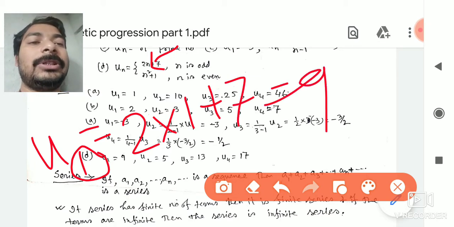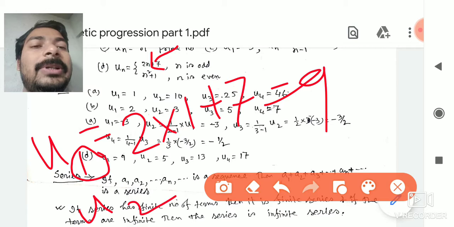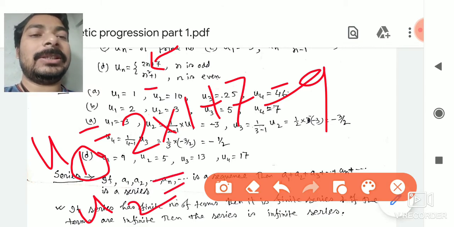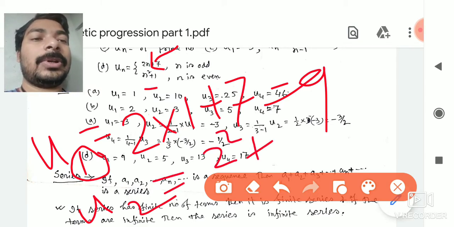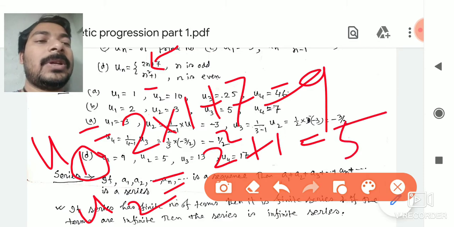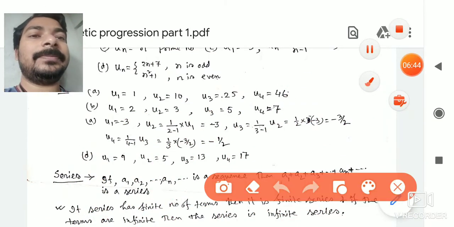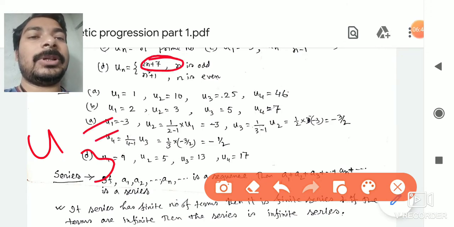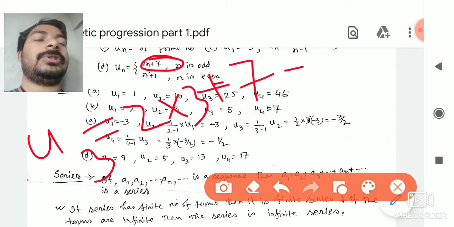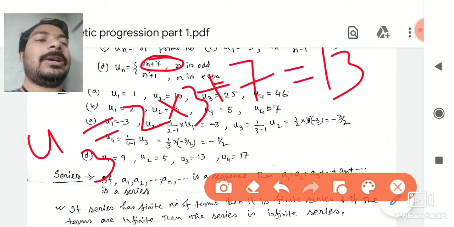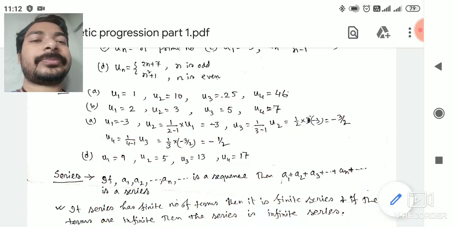If we want to calculate u2, 2 is an even number, so we have to put the value of n here, that is 2 square plus 1, that is 5. Now if I want to calculate u3, 3 is again an odd number, so I have to put it in the first formula, that is 2 into 3 plus 7, so it is 13, and u4 and so on.